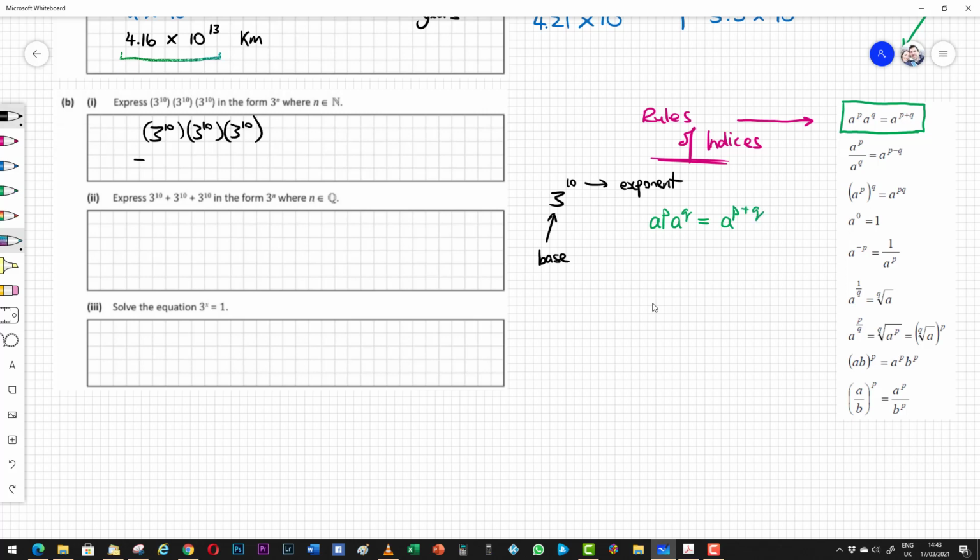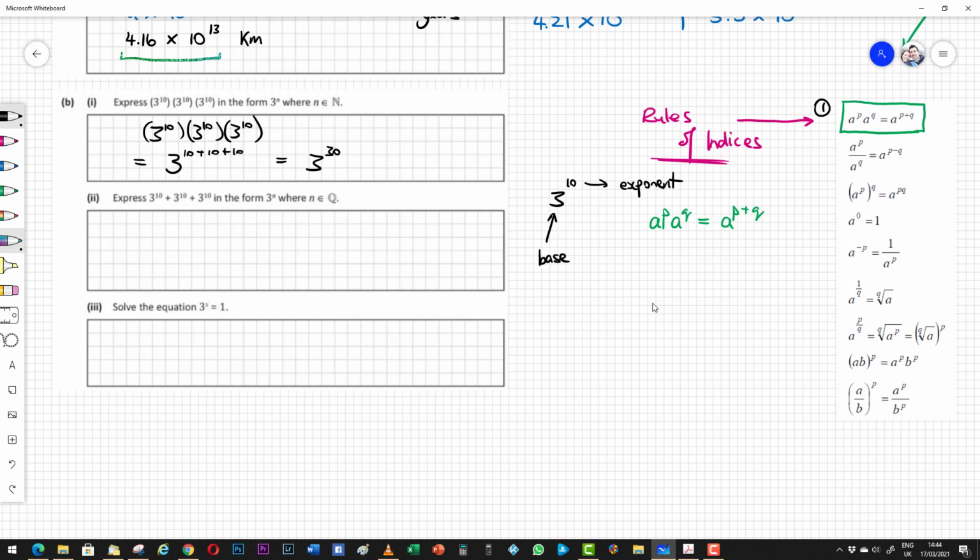We have the same base number with the 3 terms that are being multiplied: 3 to the power 10, 3 to the power 10, 3 to the power 10. So the base number is 3, and then we're going to add 10 plus 10 plus 10, and that gives us 3 to the power of 30. So if you multiply 3 to the power 10 by 3 to the power 10 by 3 to the power 10, we can use the first rule of indices up here in the top right to simplify that to 3 to the power of 30.